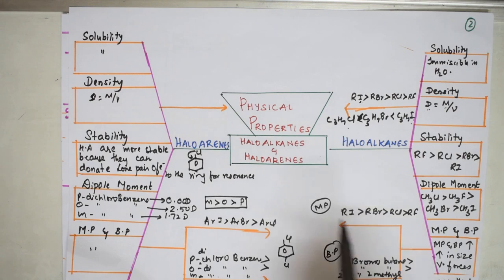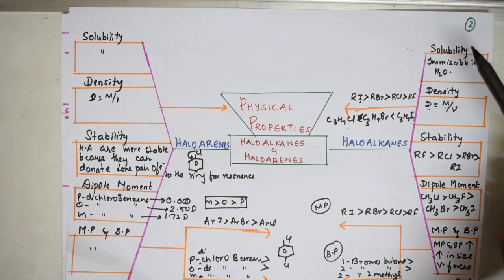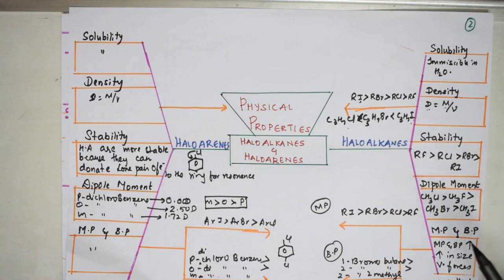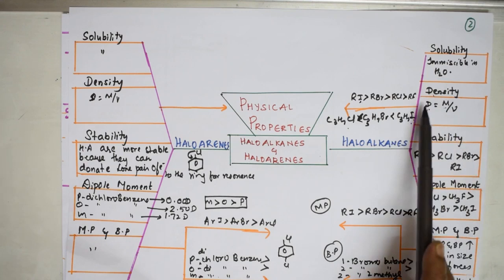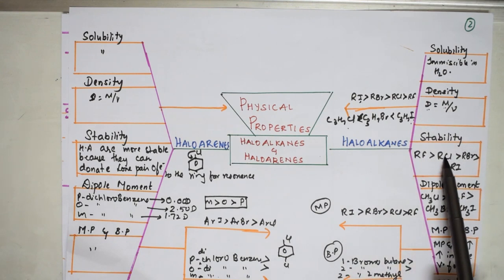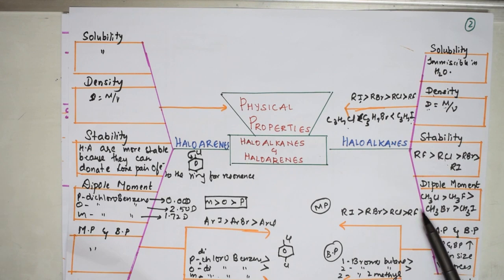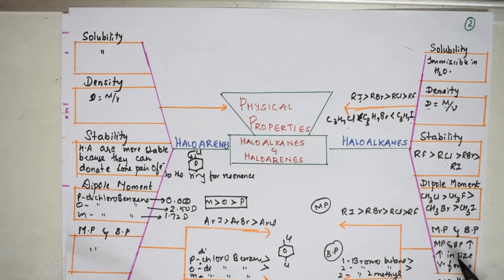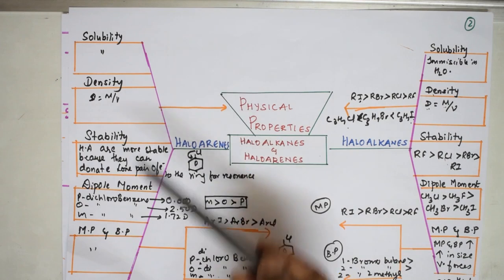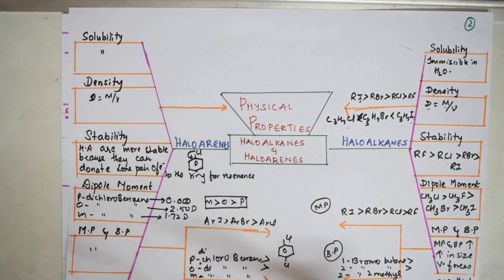So once again, we'll summarize. Physical properties of haloalkanes and haloarenes: I have taken the categories of solubility, density, stability, dipole moment, melting and boiling point. I have written the trends everywhere. This is a trend you need to remember. Stability, this is a trend. Dipole moment, this is a trend, as well as melting and boiling point. The paper is a little bit clumsy, but the content and the information is very, very important for you students.